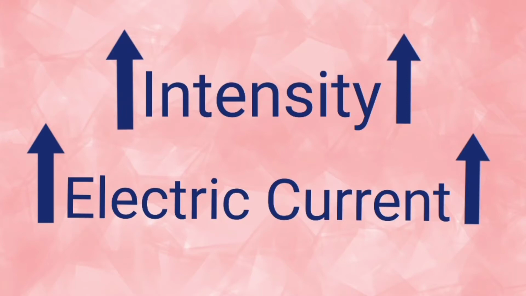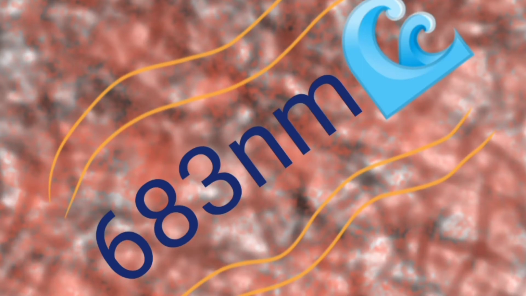The photoelectric effect depends on the intensity of the light beam. The higher the intensity, the higher the electric current. The minimum wavelength for the photoelectric effect is 683 nanometers.